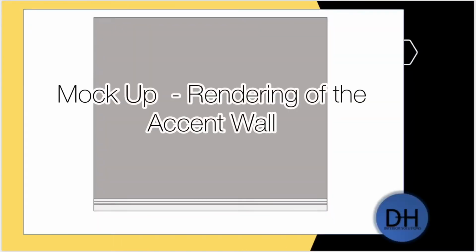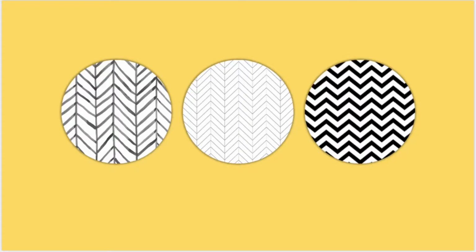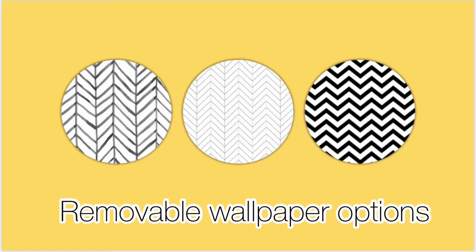Now that a decision has been made on the accent wall, it is time to start working on the mock-up. For this accent wall, given that Mr. Hayes is a renter, I decided to provide him with 3 different choices for wallpaper. He decided to go with the first one.